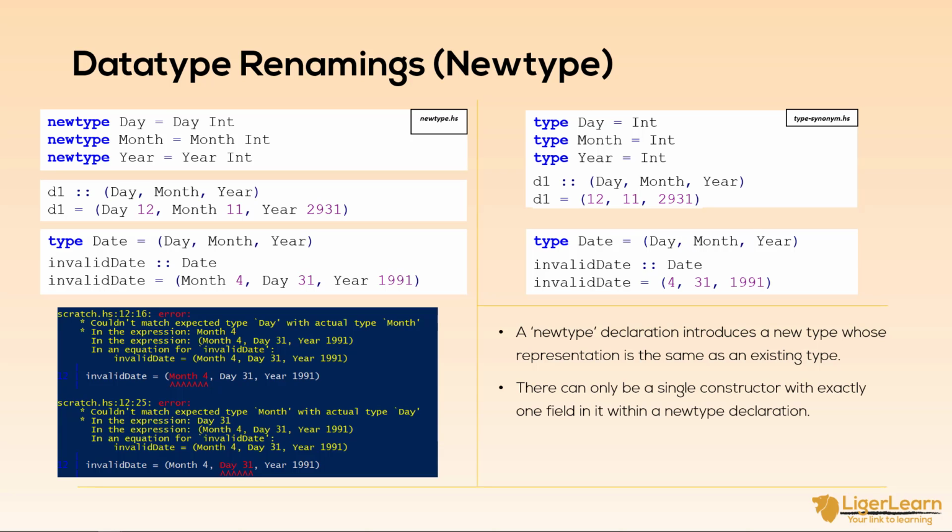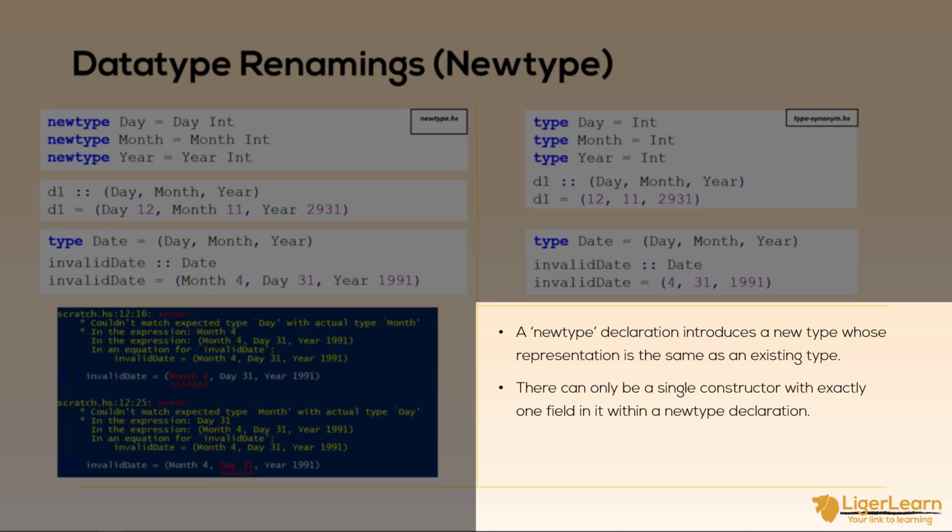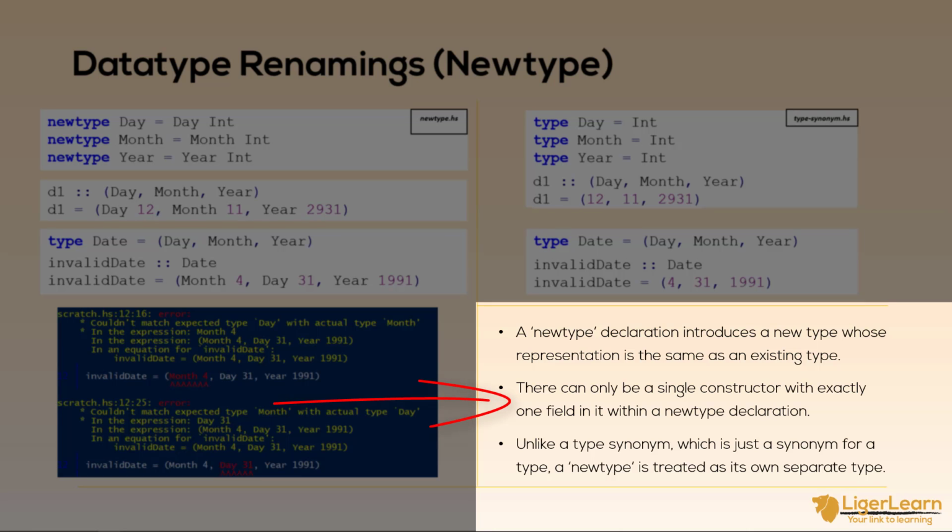The Newtype declaration is very similar to the declaration for type synonyms, so let's make it clear what exactly the difference is. Unlike a type synonym, which is actually just a synonym for an existing type, like I said before, a new type will be treated like a completely separate type than the thing it wraps. A restriction which you should know about when it comes to Newtype declarations is that they can only have a single constructor with exactly one field in it.